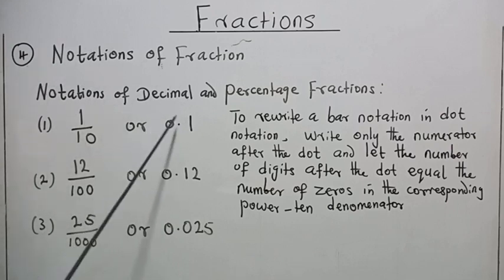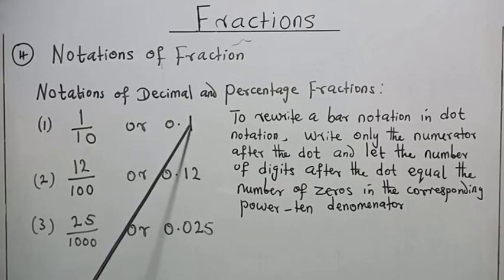Therefore, 0.1 means 1 picked out of 10. 0.12 means 12 picked out of 100. 0.025 means 25 picked out of 1,000. So far, it is understood, I believe.